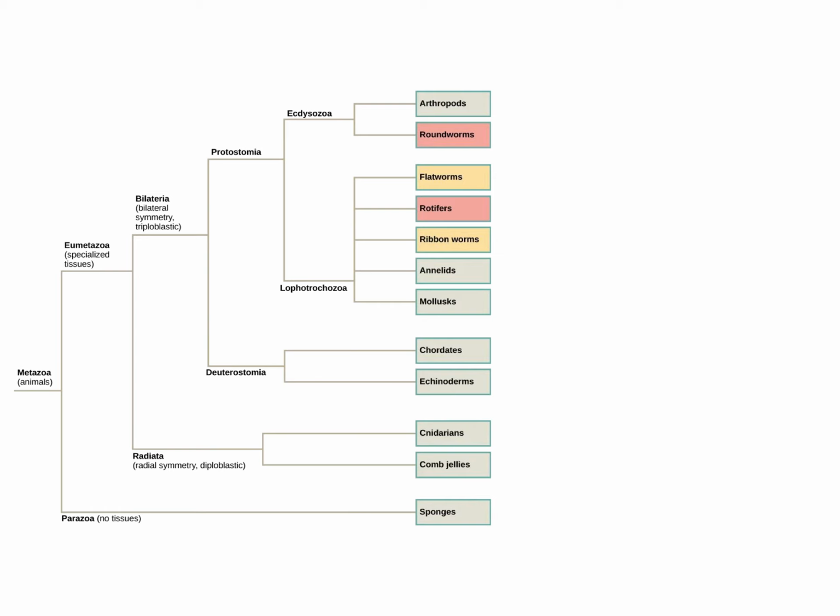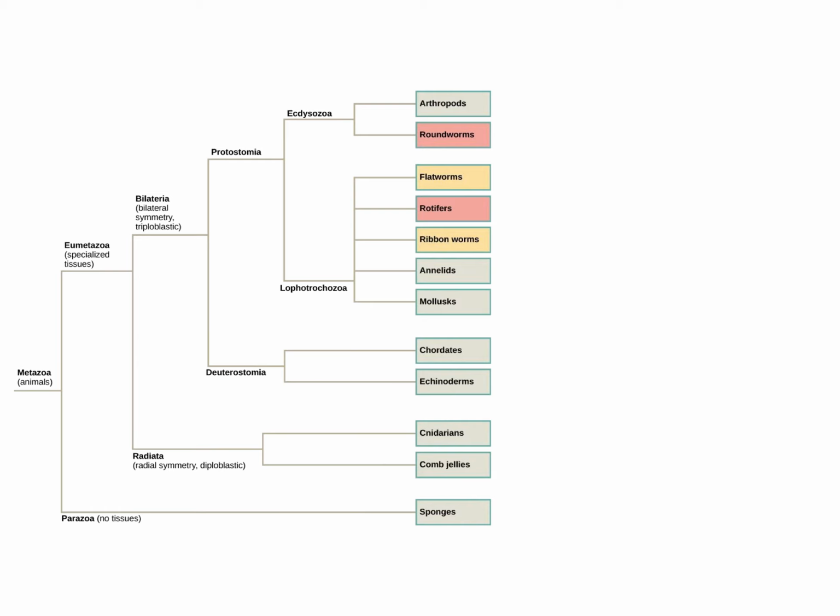So this is a phylogenetic tree showing the evolutionary relationships between different types of animals. And as you can see, there are different branches. It's almost like a dichotomous key in that you could start to organize animals based on these different characteristics.